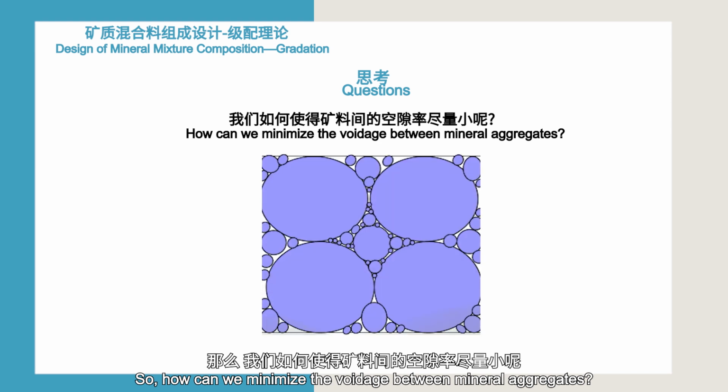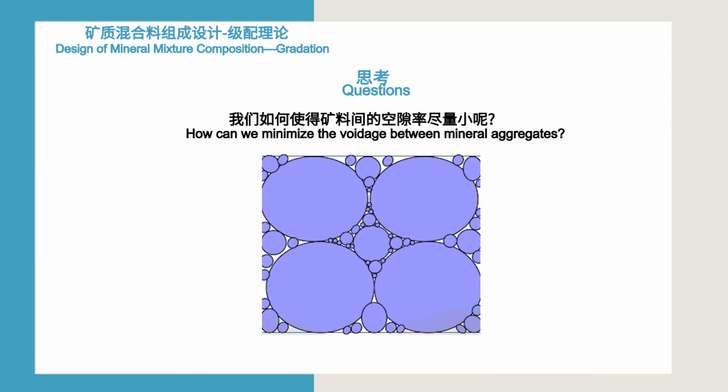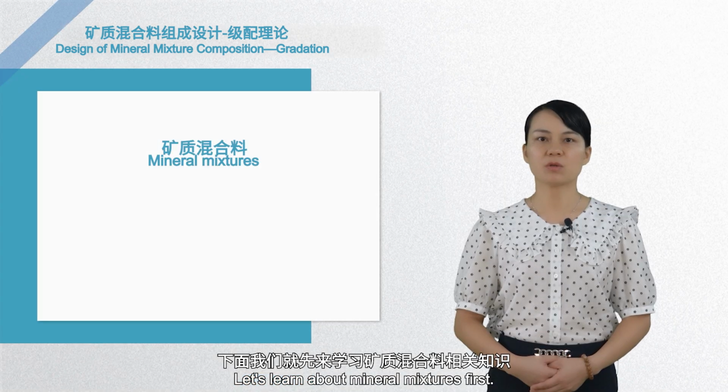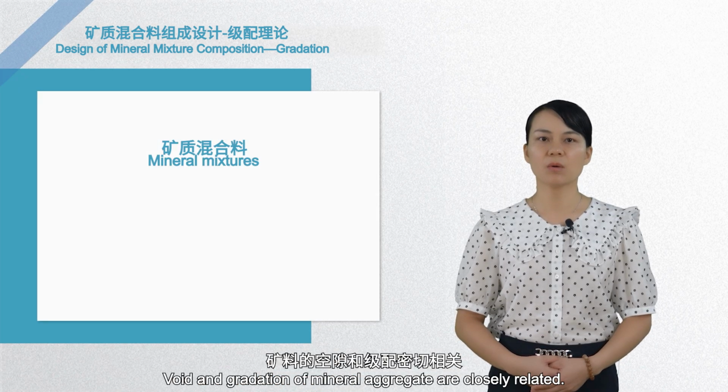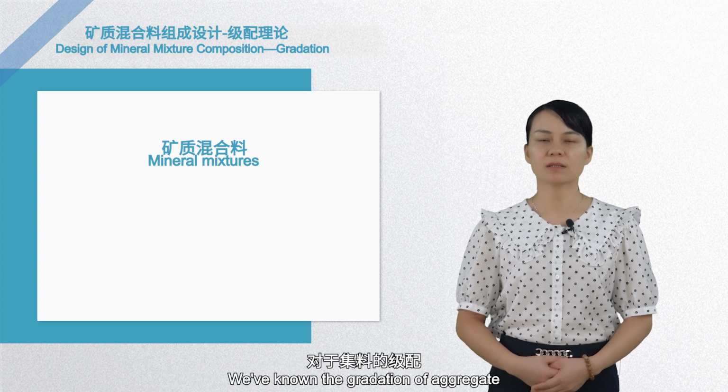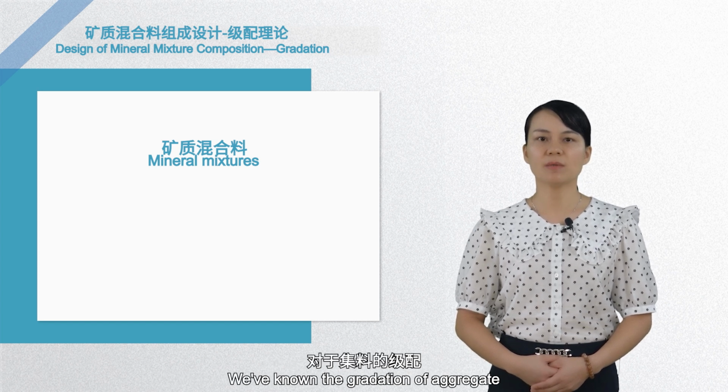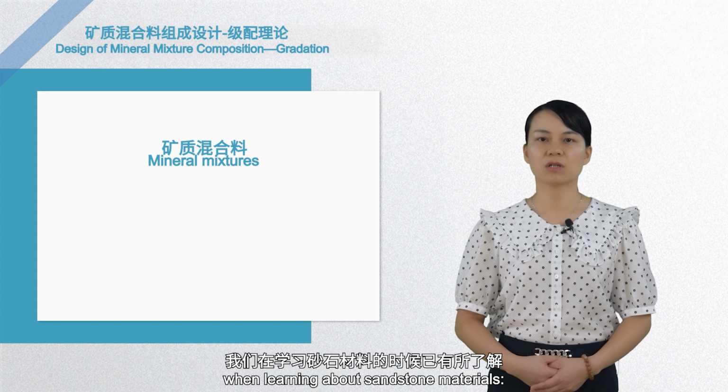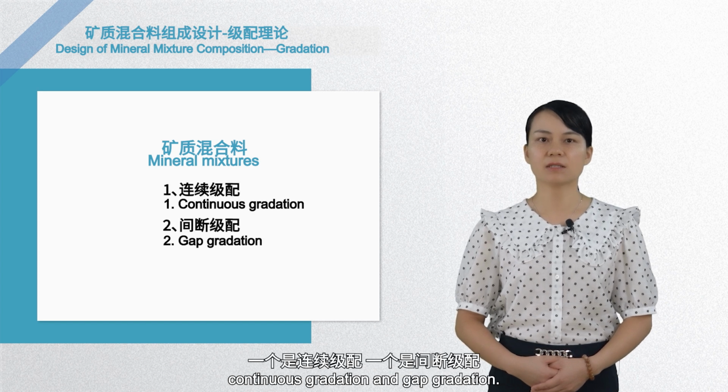Excellent interlocking force usually requires minimum voidage and maximum frictional force between mineral materials. So, how can we minimize the voidage between mineral aggregates? Let's learn about mineral mixtures first. Void and gradation of mineral aggregate are closely related. We've known the gradation of aggregate when learning about sandstone materials. Continuous gradation and gap gradation.